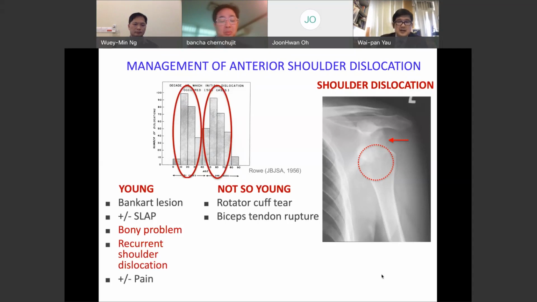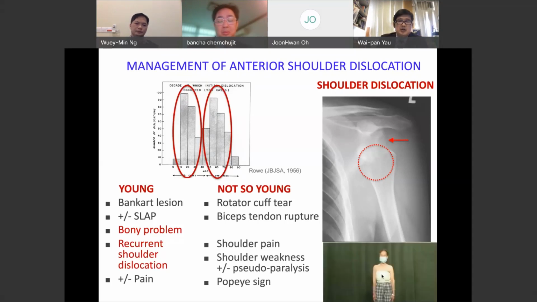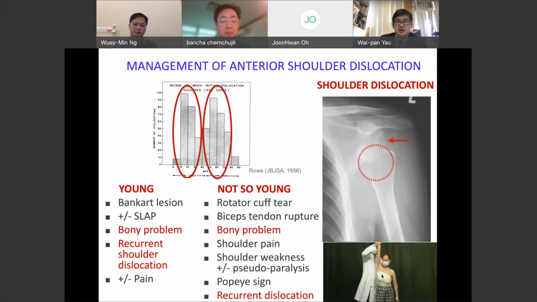But for the not so young patient, the soft tissue lesion is usually a rotator cuff problem. There may also be biceps tendon rupture. The more significant problems they present with after shoulder dislocation are pain, weakness, pseudoparalysis, and sometimes even a Popeye sign. But if there is a significant bony problem, they will also present with recurrent dislocation.